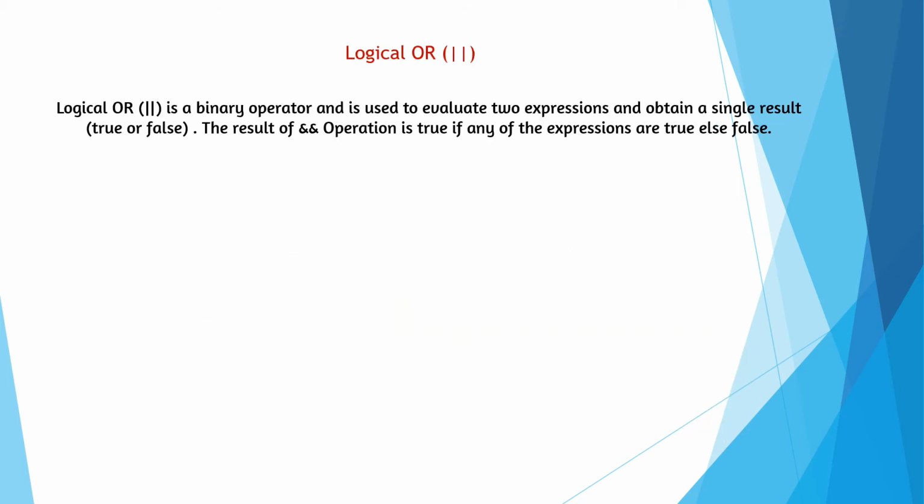Next is logical OR. Logical OR is a binary operator and it is used to evaluate two expressions and obtain a single result that is true or false.